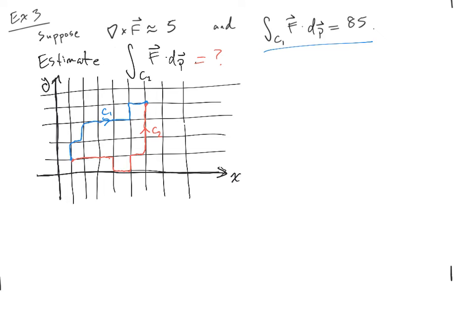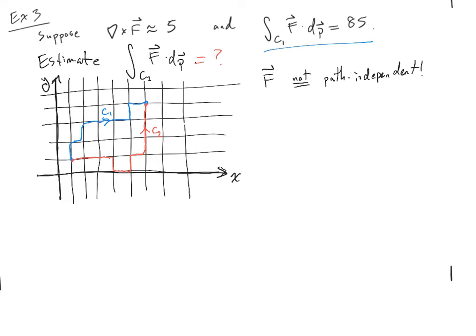Now, F is not path independent, because the scalar curl is 5, not 0. So it's not going to be true that the integral over C2 equals 85 as well. If it were the case, and it were the case for any other path, then F would be path independent, and its scalar curl would have to be 0. We know it's 5, though, so we have to figure something else out.